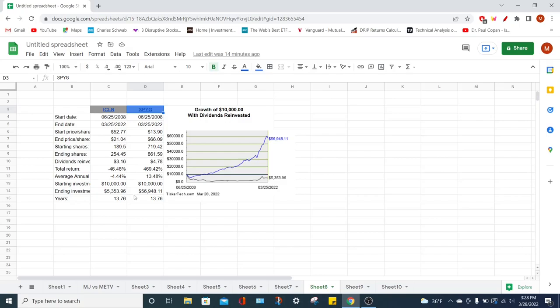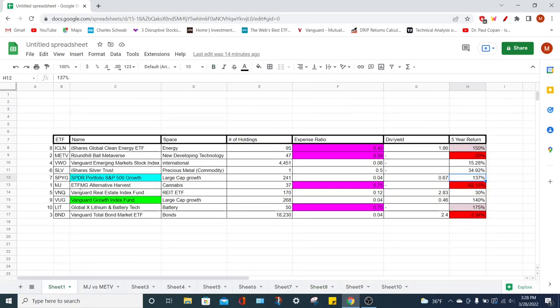But let's see if we can dethrone SPYG. Who is their next contender? Well, SPYG's next contender is going to be VUG, which is Vanguard's growth index fund. So let's see which one is better between the Spider portfolio and Vanguard. I do want to point out that they both have very good expense ratios of only 0.04, which is fantastic news.